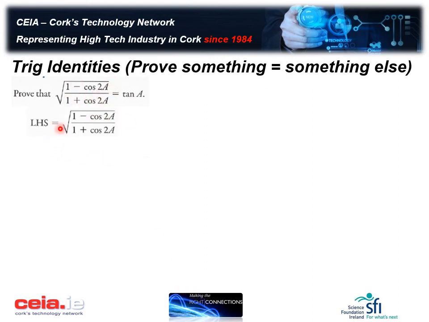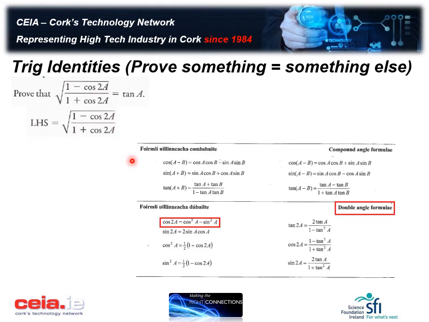So the left-hand side is equal to the square root of (1 minus cosine 2a) all over (1 plus cosine 2a). I'm noticing that we have the double angle thing here, cosine 2a. So I'm going to take a chance that the approach we should take is to use one of the double angle formulas from our table. We're dealing with cosine, so the formula I'm going to use is cosine 2a is equal to cosine squared a minus sine squared a.